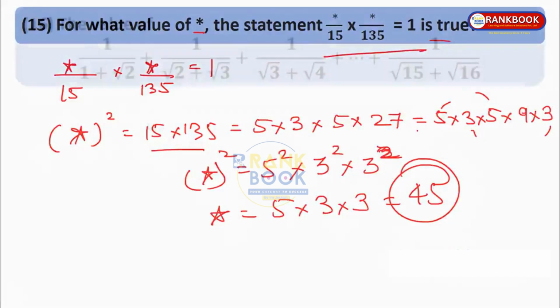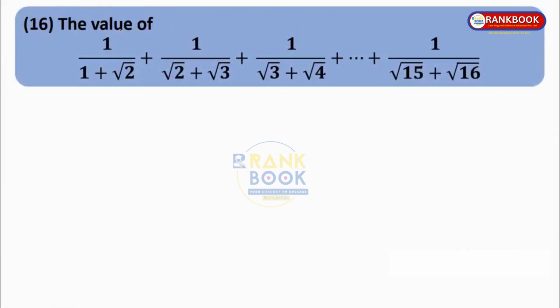Question number 16. The value of 1 upon 1 plus root 2 plus 1 upon root 2 plus root 3 plus 1 upon root 3 plus root 4 plus dot dot dot plus 1 upon root 15 plus root 16 is, so we have to find the value of this. Now this is a series. Now let us see, can we add? No, addition would be a problem because at the denominator we have root sign, it is difficult.